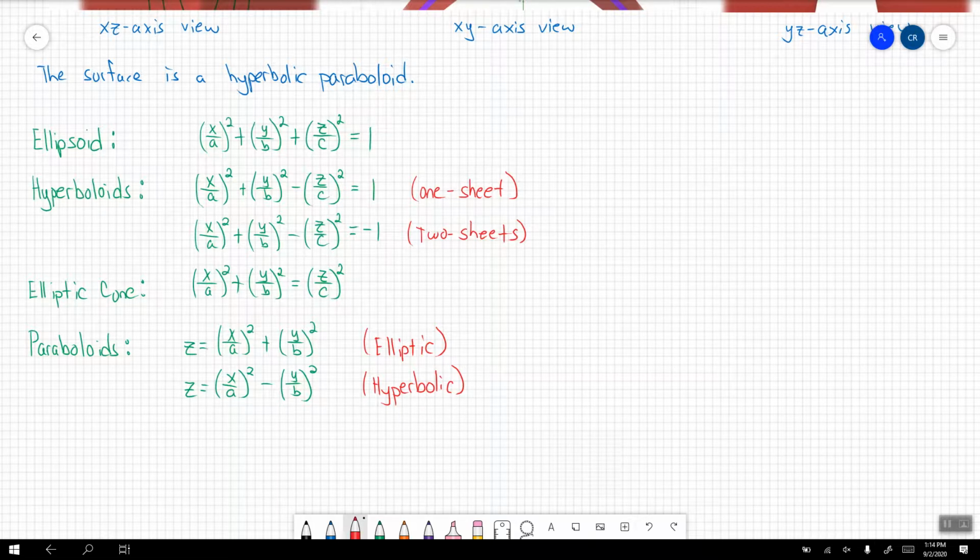Now, before we get into that, I want to show you the visualization of all of these surfaces. So follow me on to GeoGebra.